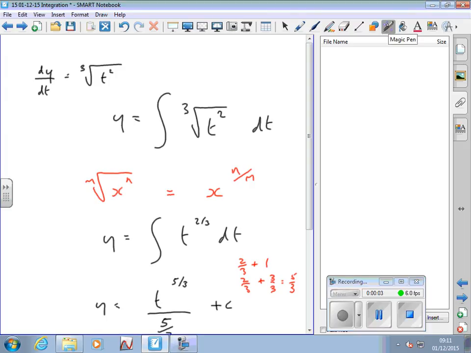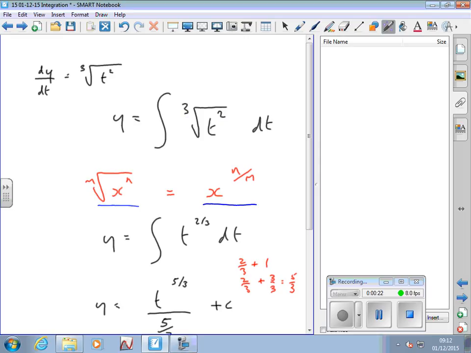So in this example, I have to integrate this to solve this differential equation, so I'm actually doing this. Y is the integral of the cube root of t squared. So the first thing I do is use this law of indices. So that's another powerful reason for remembering these laws of indices.